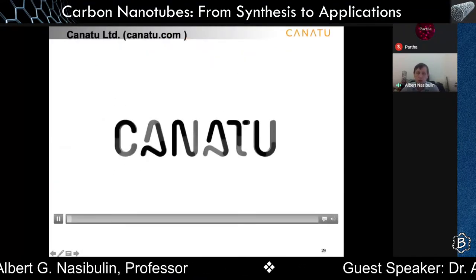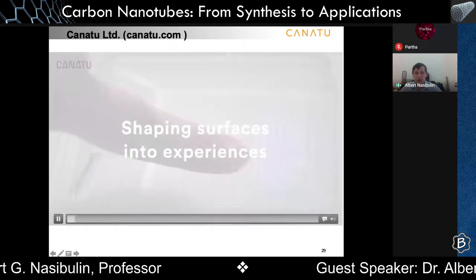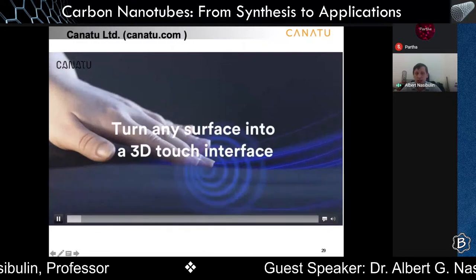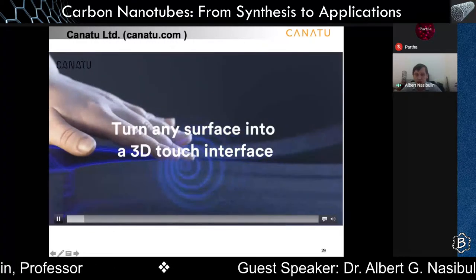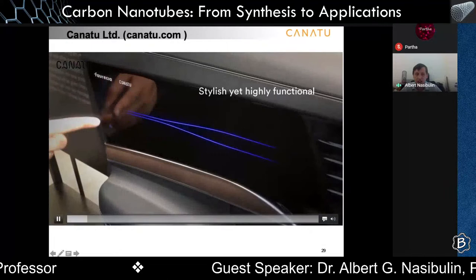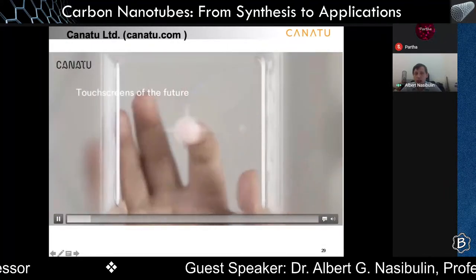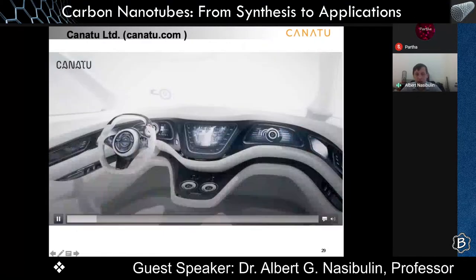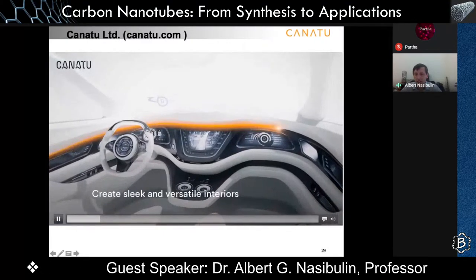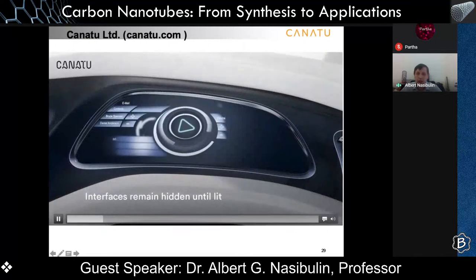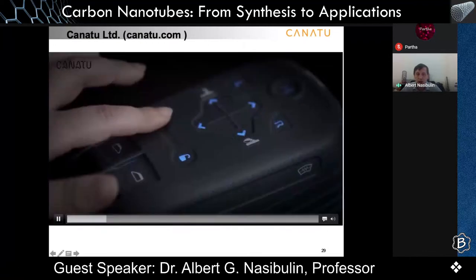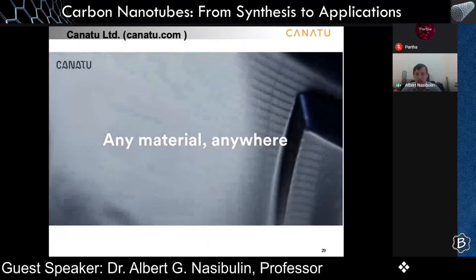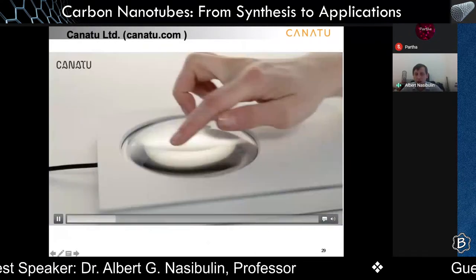Let me show the movie. So the Kanatu idea is to make every single surface in a car work as a touch sensor, so that by touching different surfaces, every single panel can be a touch sensor. There are no more knobs like what we usually get used to seeing, but only by touching with your fingers you could actually drive your car.